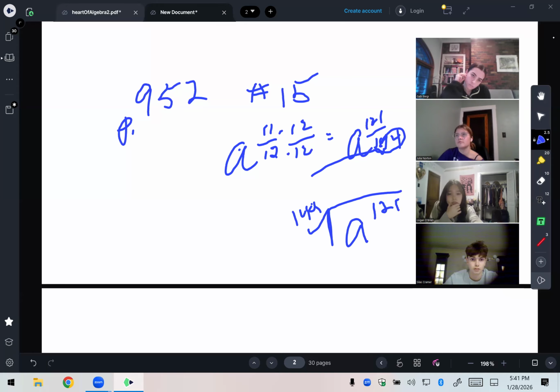B. Is that right? Yeah, this one's B. It's a to the 132nd power, the 144th root of that. Oh, this one is 11 times 12 is 132. Yeah. My mistake.